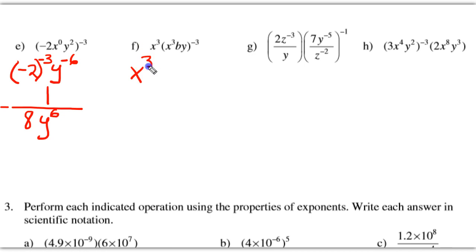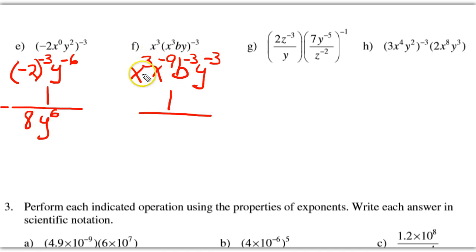Okay, so we can simplify this a little bit. We have x to the third. And then now this is going to be x to the third times the negative 3. So this will be x to the negative 9. I'm going to simplify this a little bit. This is going to be b. There's a 1 there to the negative 3. And this will be y to the negative 3. If I were doing this, I would kind of take shortcuts, but we want to show you the pattern of what's going on. Now, when we combine these two, we're going to end up with x to the negative 6.